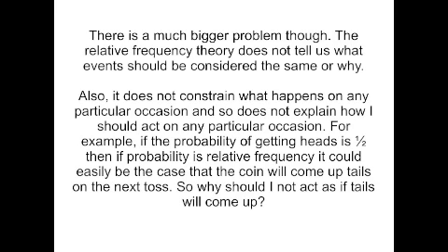There is a much bigger problem though. The relative frequency theory does not tell us what events should be considered the same or why. Also, it does not constrain what happens on any particular occasion, and so does not explain how I should act on any particular occasion. For example, if the probability of getting heads is 1/2, then it could easily be the case that the coin will come up tails on the next toss. So why should I not act as if tails will come up, instead of taking account of both heads and tails as possibilities?